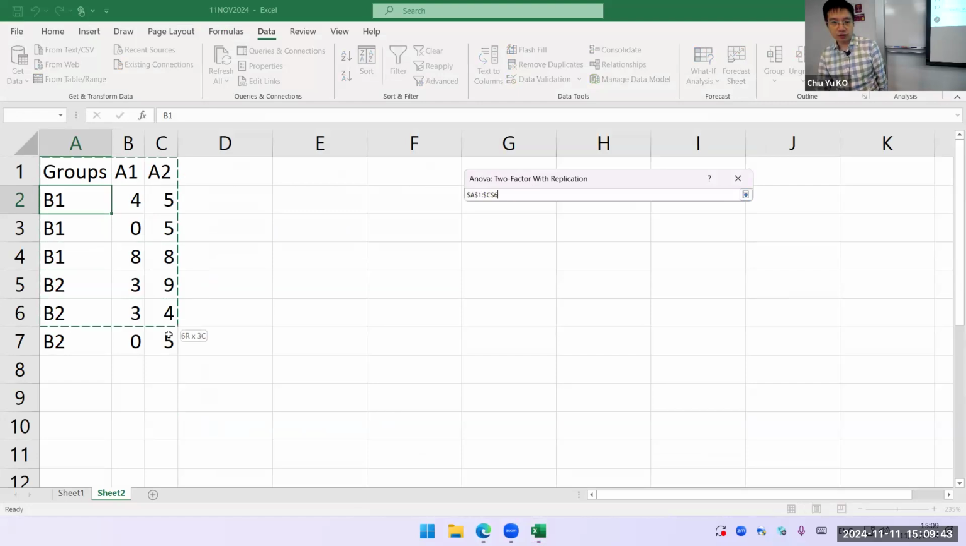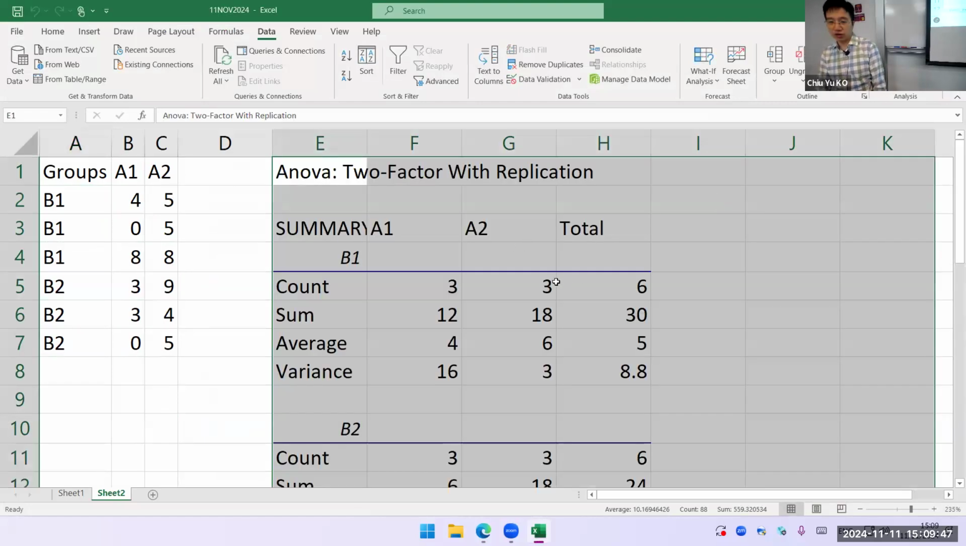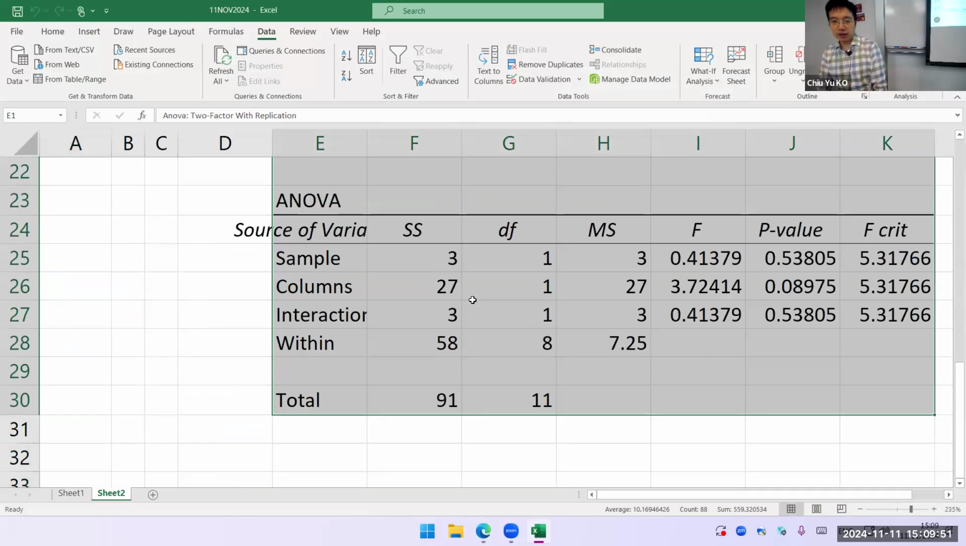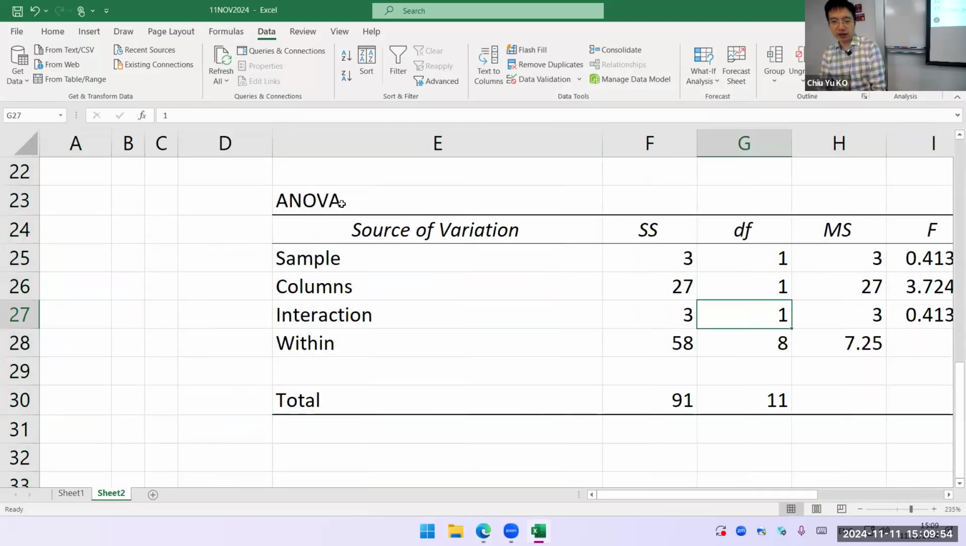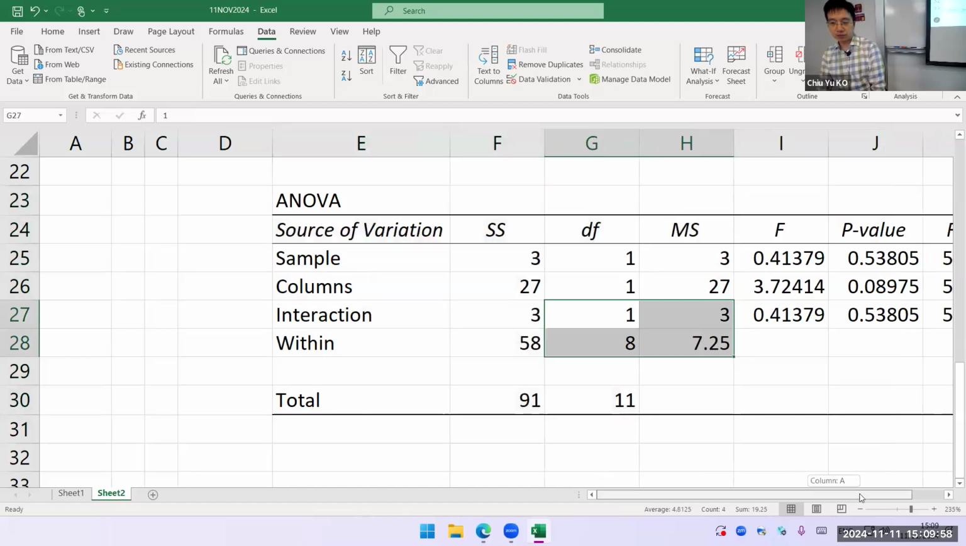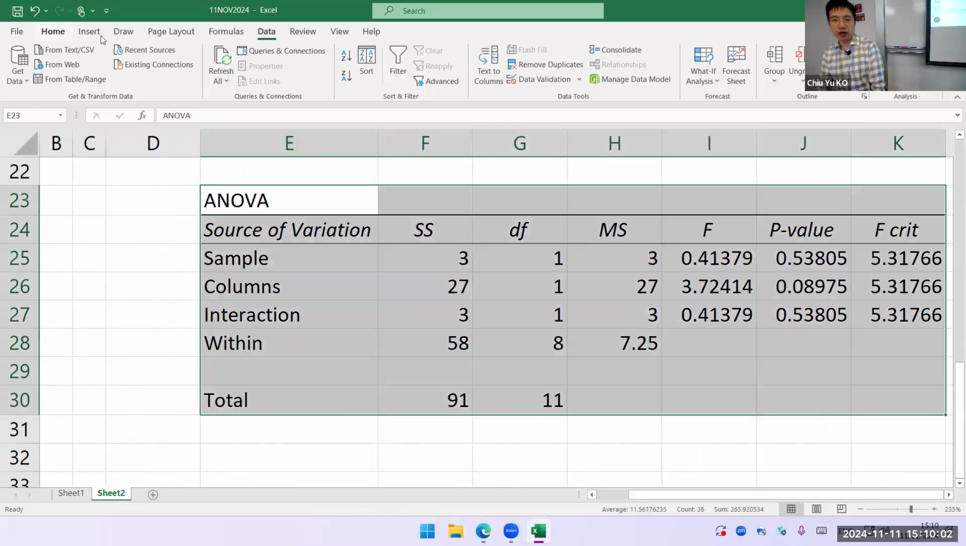Okay, let's do this one. I cannot use the co-column, but anyway, it's fine. So this is all the summary, and the important part is this guy. This is the part you are expected to know how to handle.